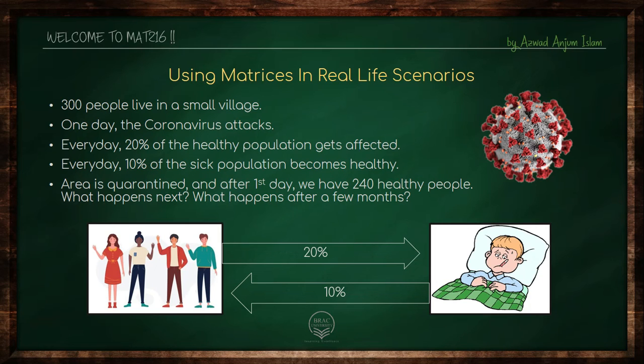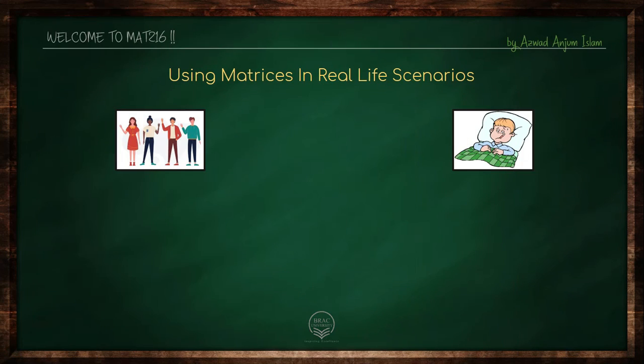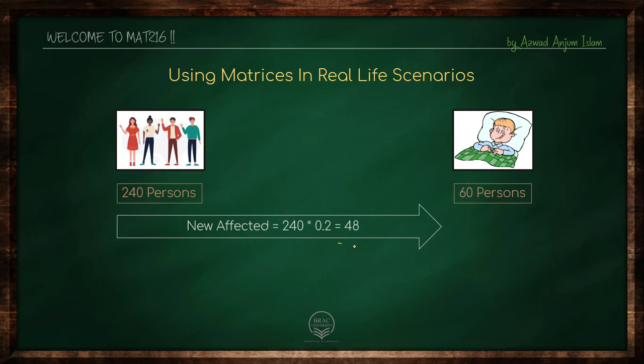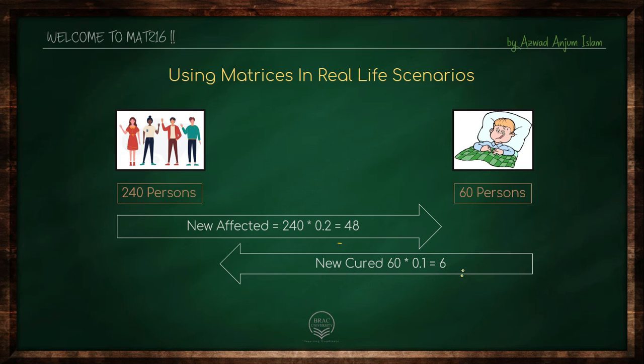Well, what happens in the next day? Or what happens in the long run after a few months? Well, what happens in the next day is very straightforward. We have 240 persons, 20% of them is going to get affected, and 10% of the 60 persons that got affected last day are going to get well. So we have 198 persons on the next day who are still healthy, 102 persons who are sick.